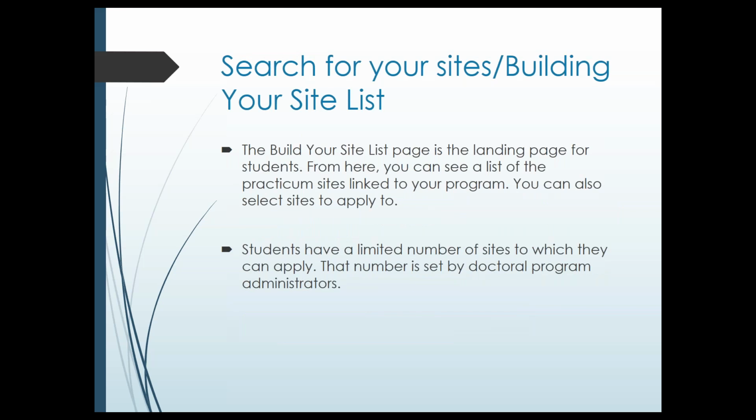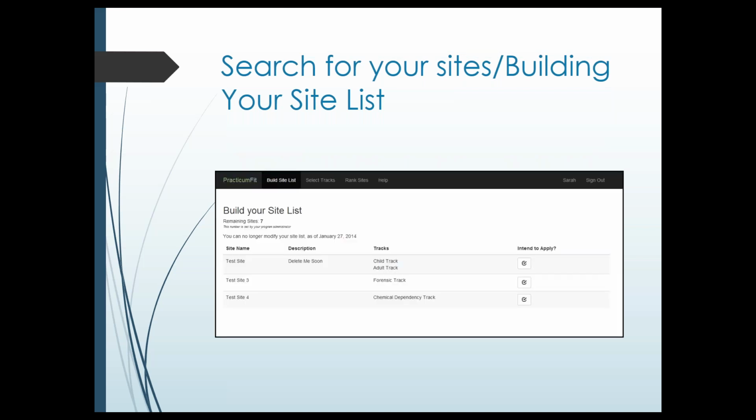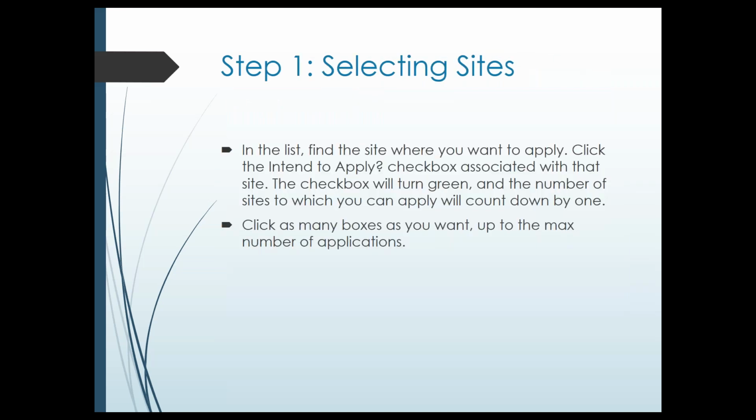Okay, so when you're looking for sites and building your site list, this is where you're going to host all your sites. It's going to actually be the area where all these sites are listed, and you're going to have a number of sites to which you can apply. As you'll see in the example here, the site names, the description of the site, and then the tracks. And then the Attend to Apply button is what you're going to look at next.